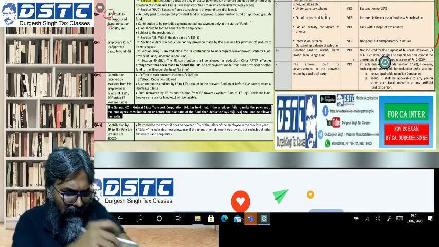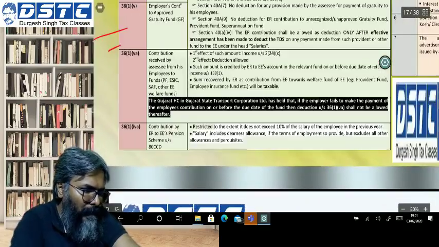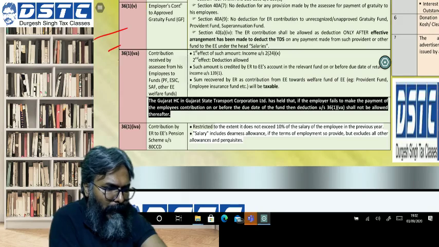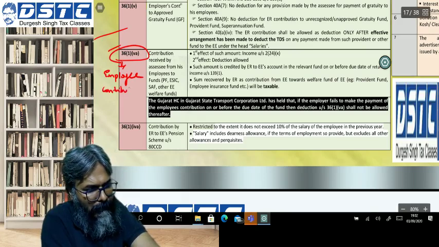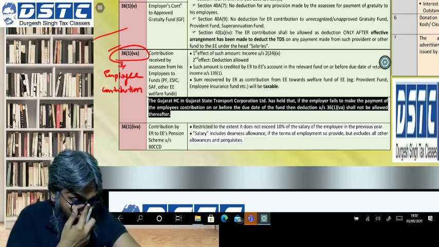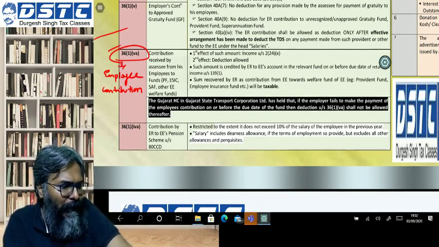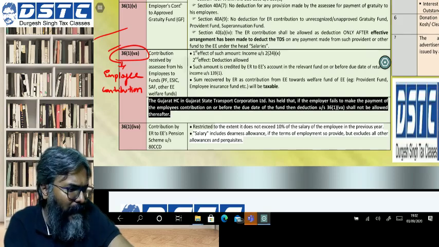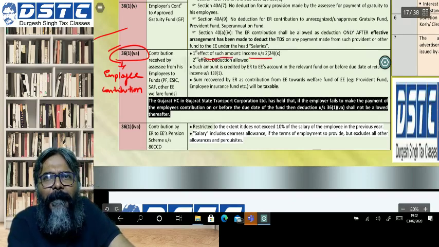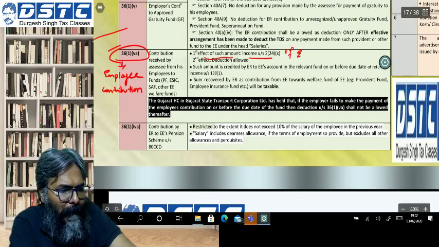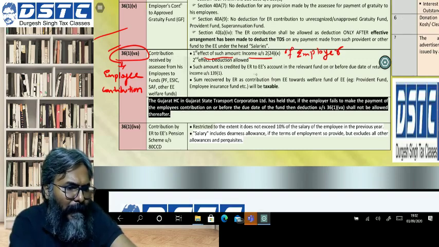So in this context, students, if you see over here carefully, this is your employee contribution. What it says: contribution received by the assessee from his employees to the fund. The first effect of such an amount is that it is an income, the income of the employer. Second effect, deduction allowed.